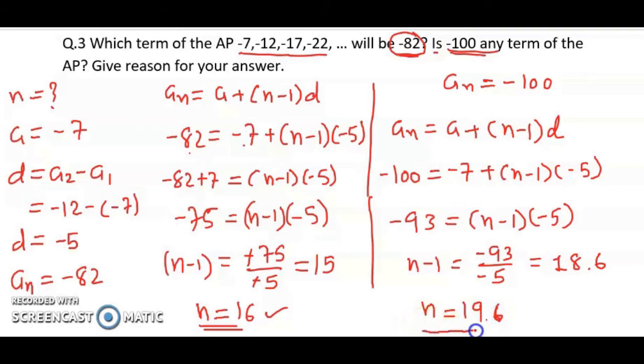So now here you can see we get the number of terms as 19.6, which is actually not possible. The number of terms may be either 19 or 20 or 21. The number of terms cannot be a decimal, but here we get the number of terms in decimal. It means minus 100 will not be a term of this given arithmetic progression. Okay.